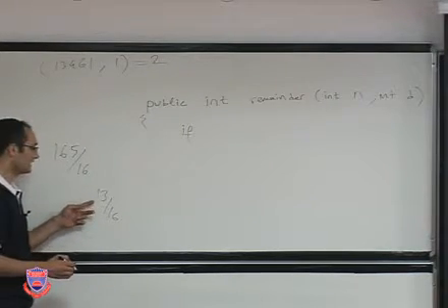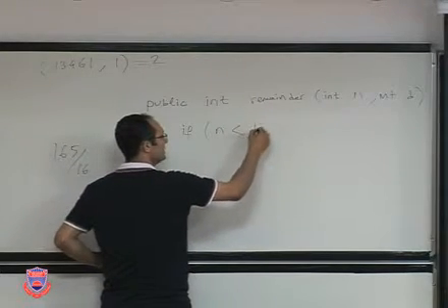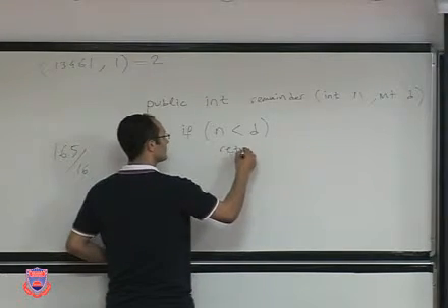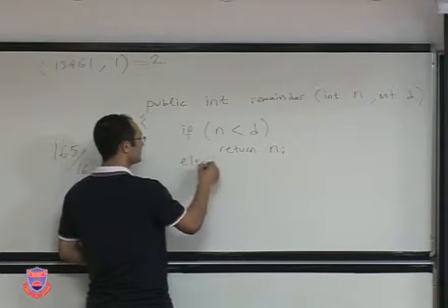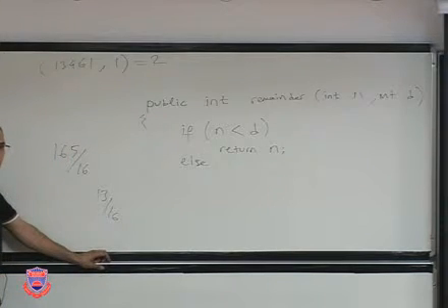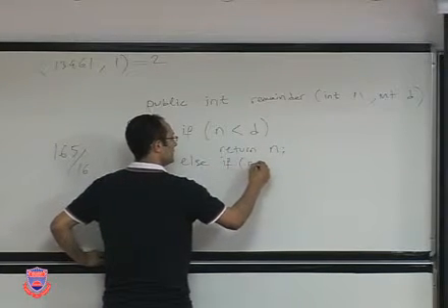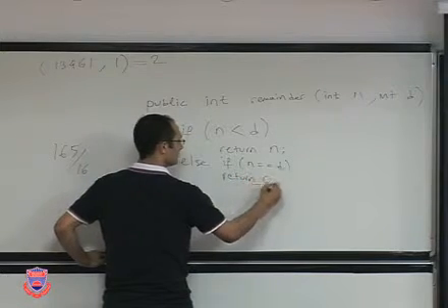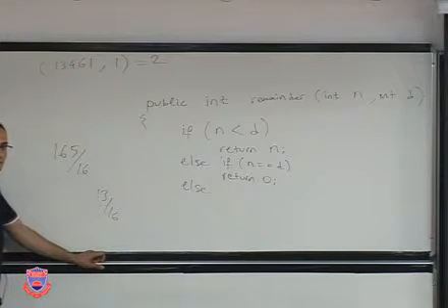So you'll check n, compare with d. If n is less than d, you're going to return n. Else, if they are equal, what are we going to do? We will return 0. Else, if n is equal to d, we will return 0. Else, so we're back to the recursion step.